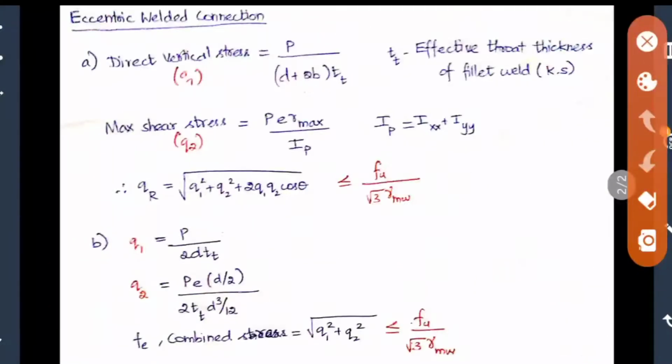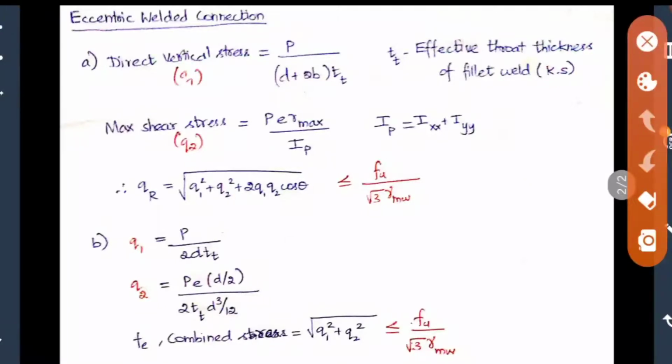So that's all with the eccentric bolted and riveted connection. Now we go for the eccentric welded connection. Here also the formulas are very similar to the previous ones. Here also there are two methods, that is, bracket type connection 1 and connection 2. And the first method is the direct vertical stress.